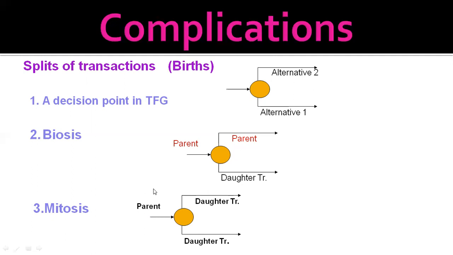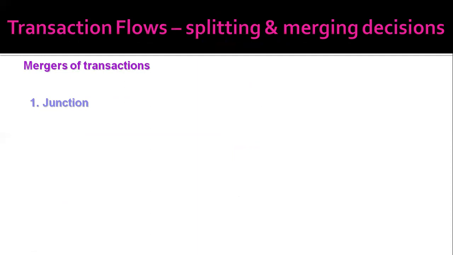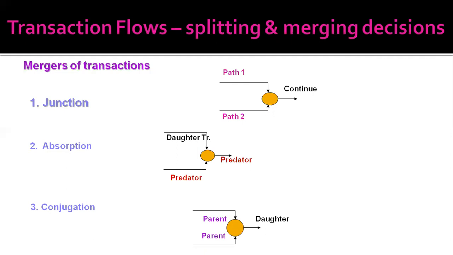Okay, now let us see the next topic, that is mergers. So here transaction flow junction points are potentially as troublesome as transaction flow splits. So here there are 3 types of junctions. One is ordinary junctions, second one is absorptions, and third one is conjunctions. In ordinary junctions, which is similar to the junction we have seen in the control flow graph, the transaction can arrive either on one link or the other.